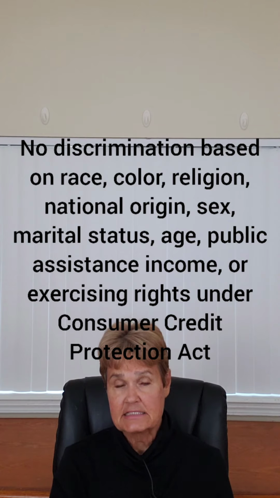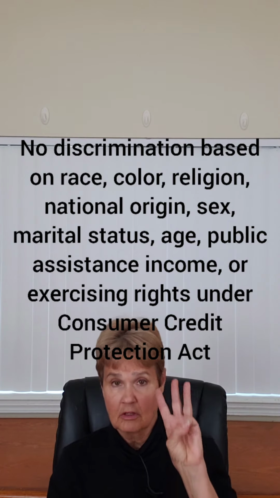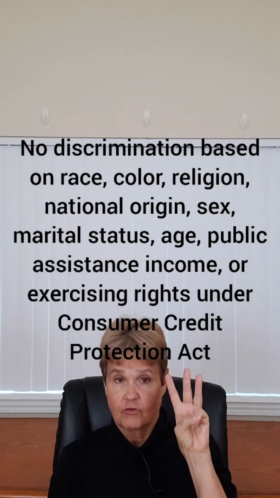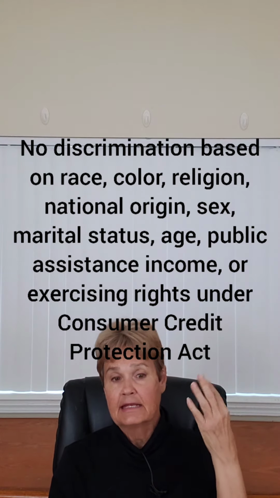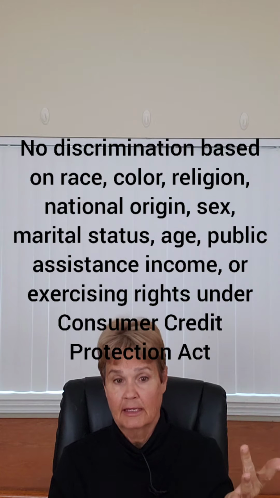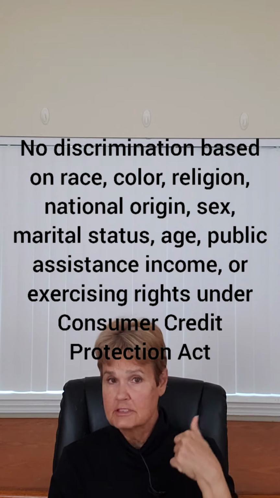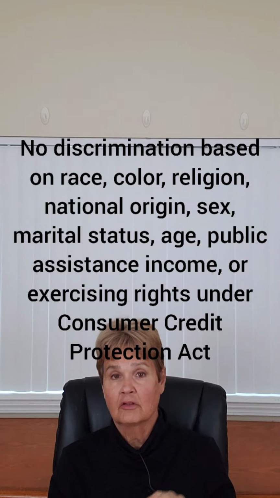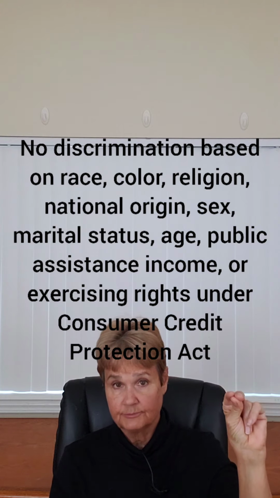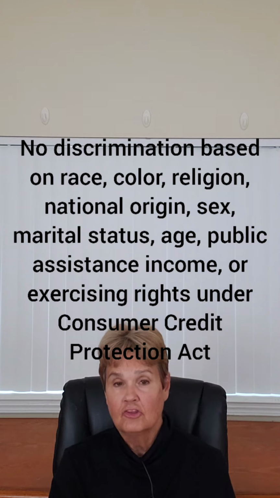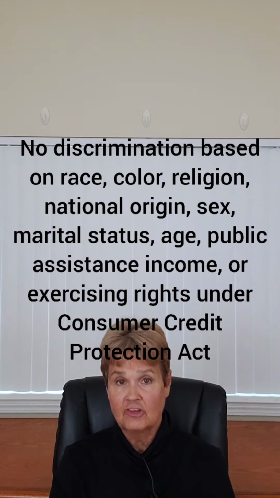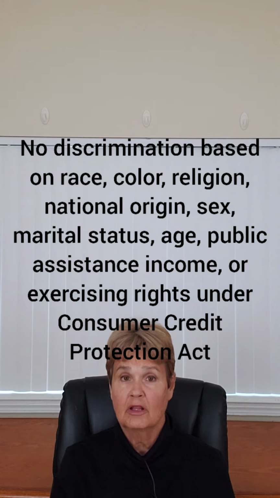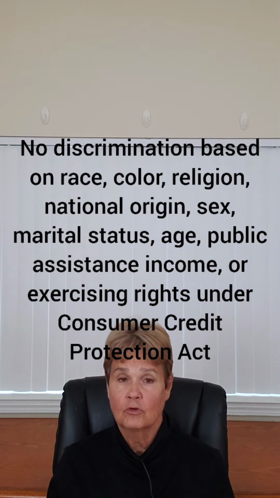Marital status. On the application, there are only 3 blocks to check for the marital status, and it is married, unmarried, and separated. There is no block for single, widowed, or divorced. They're all going to fall under the unmarried category. Age, as long as the applicant is of legal age to sign contracts. There is no age discrimination, and we'll talk about that more in a couple of minutes.